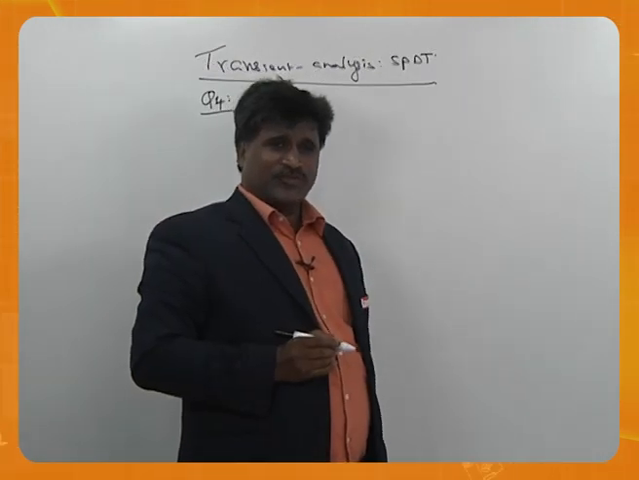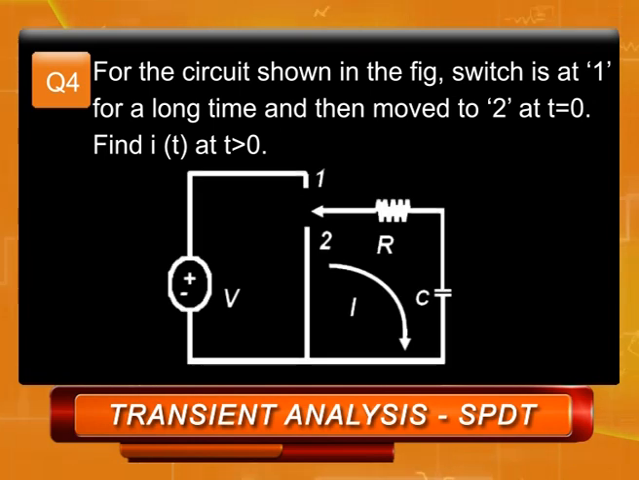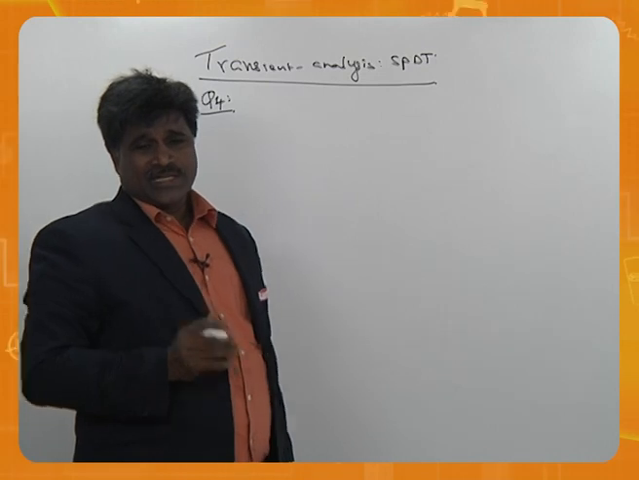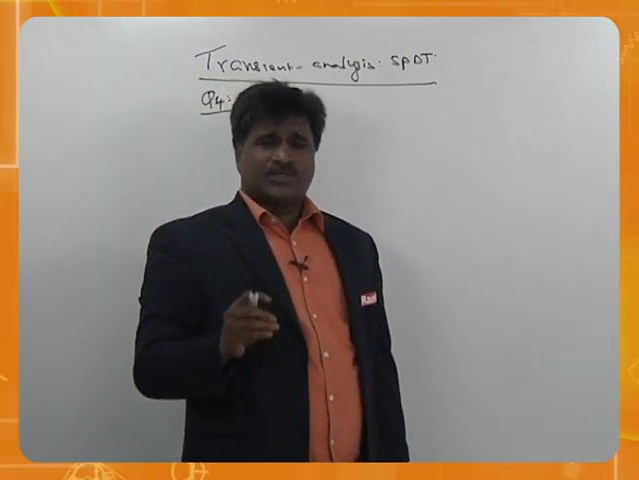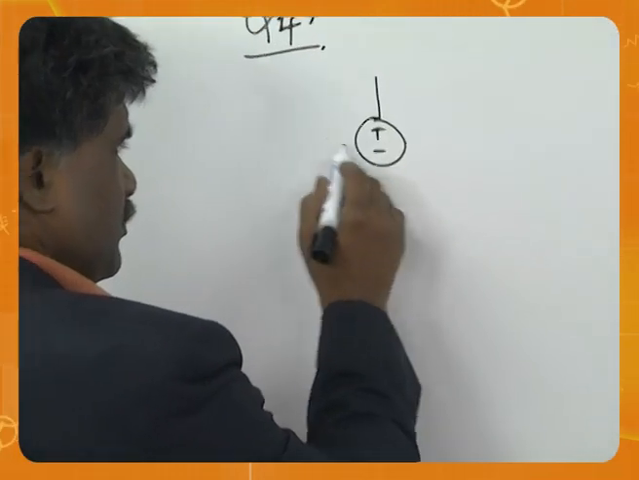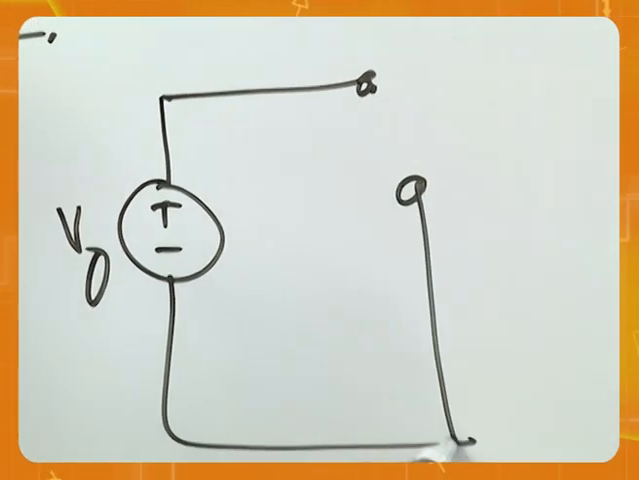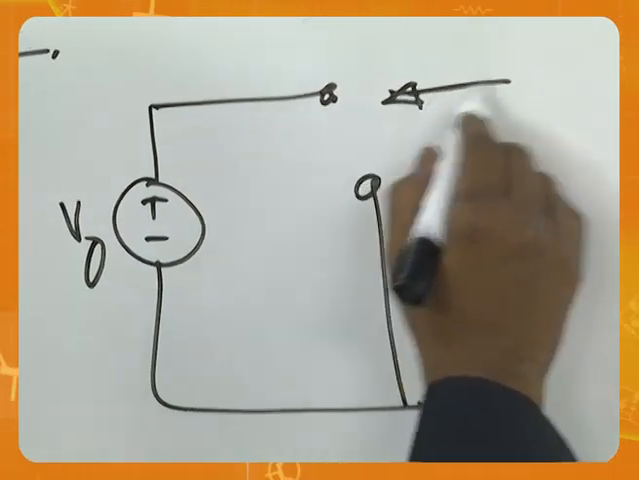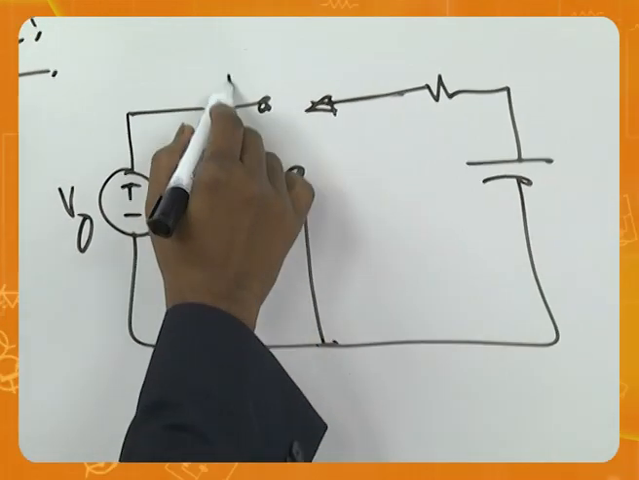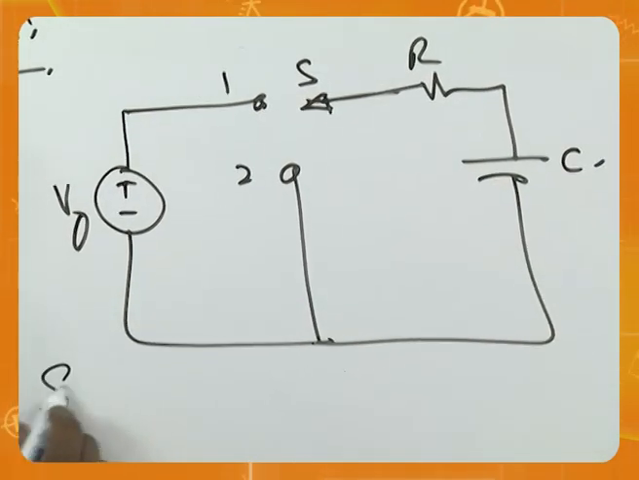For the circuit shown in figure, the switch is at 1 for a long time and then moved to 2 at t equal to 0. It is the same as the previous problem, but the only thing is, instead of an inductor, I have put a capacitor. So let us start. This is the problem. Then what is the solution there?